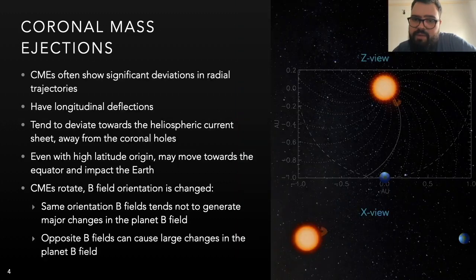An important aspect of CMEs is that there are significant deviations in the radial trajectories in longitude and also in latitude. They also rotate over their trajectory and therefore their magnetic field orientation is changed. This is important because when the CME magnetic field and the planetary magnetic field have opposite directions, it can cause large changes in the planetary magnetic field.